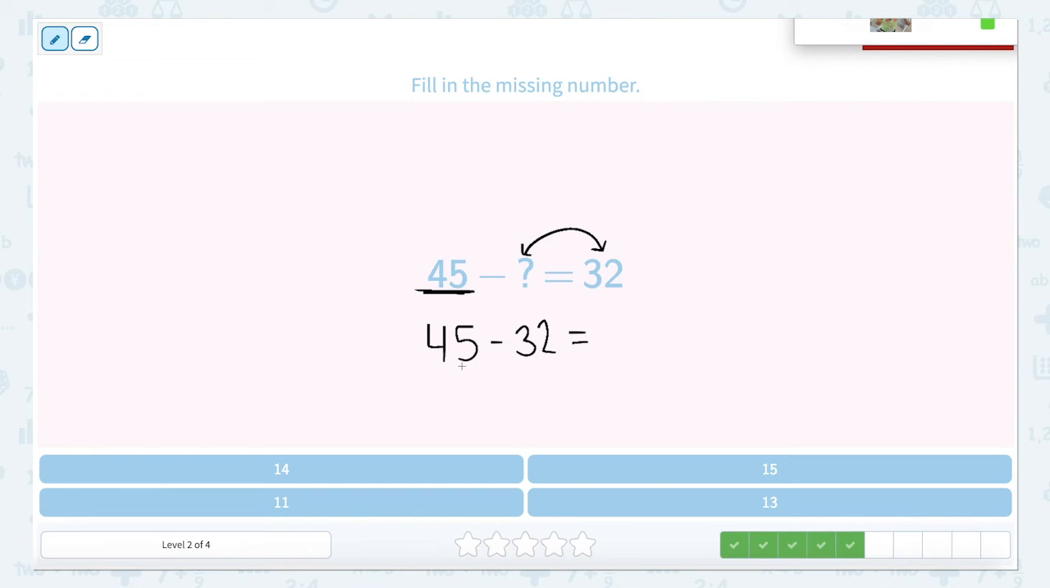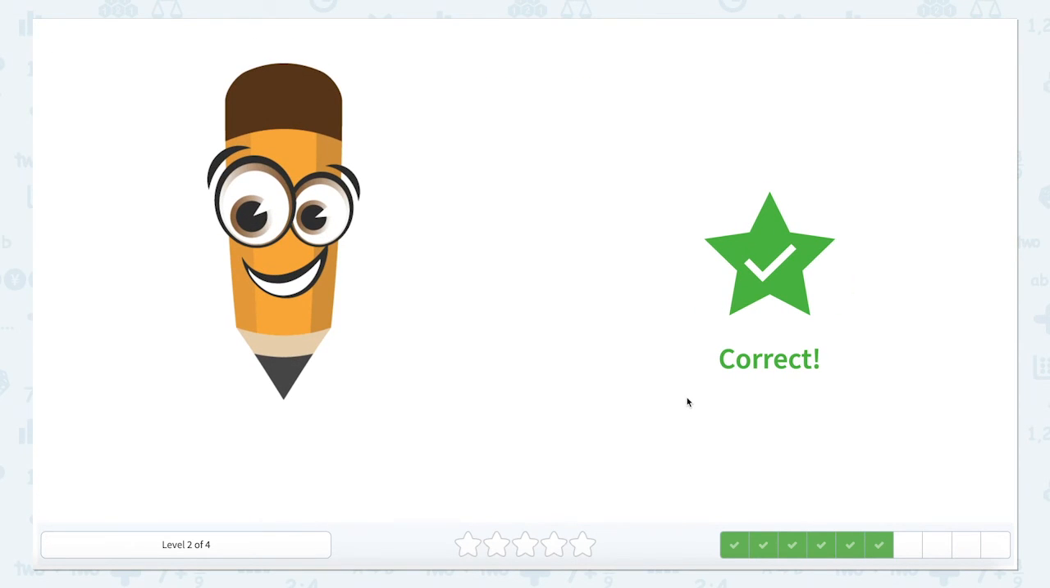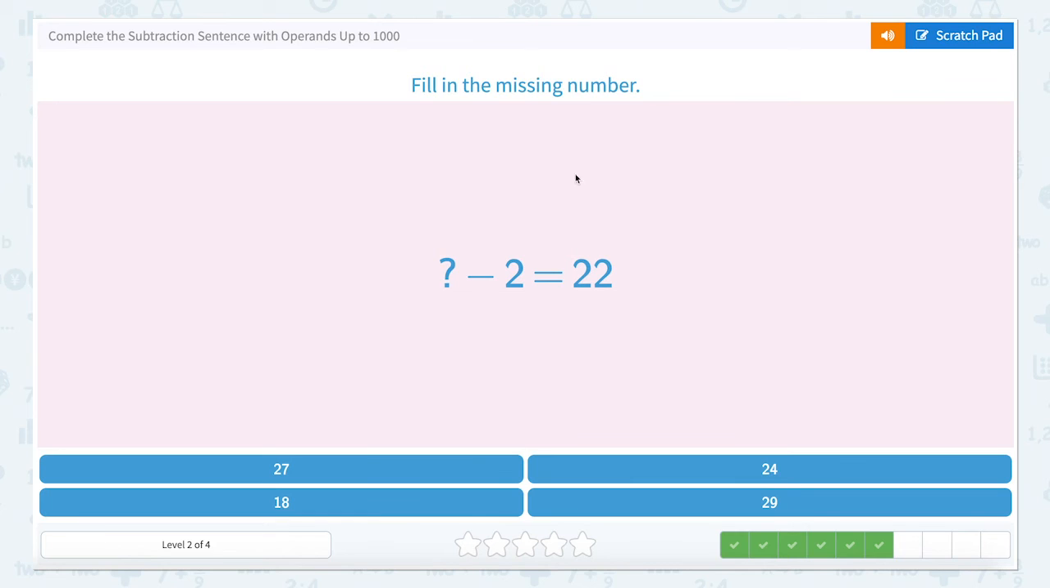So 45 minus 32, so 5 ones minus 2 ones is going to give me 3 ones, and 4 tens minus 3 tens is going to give me 1 ten. So 45 minus 32 equals 13, or 45 minus 13 is going to equal 32. Let's check if 13 is down here. It is. Great. Let's move on.